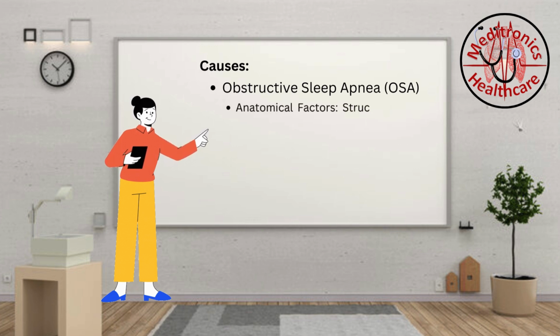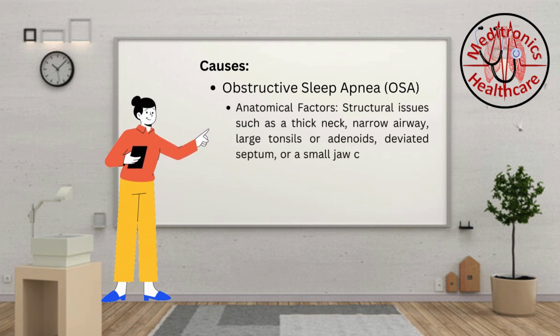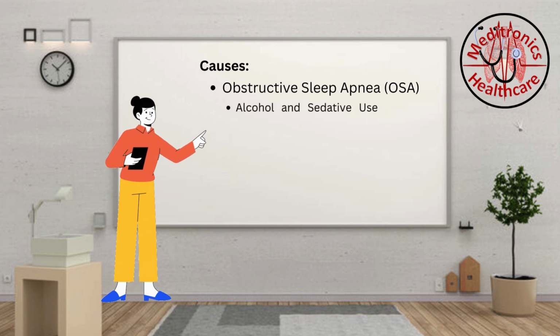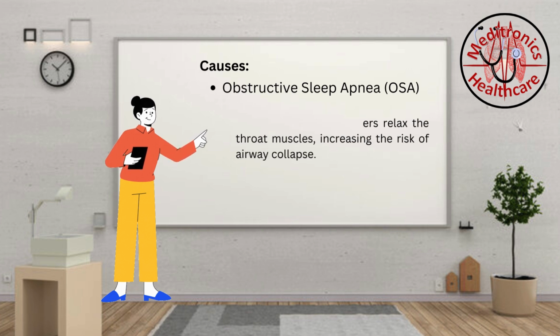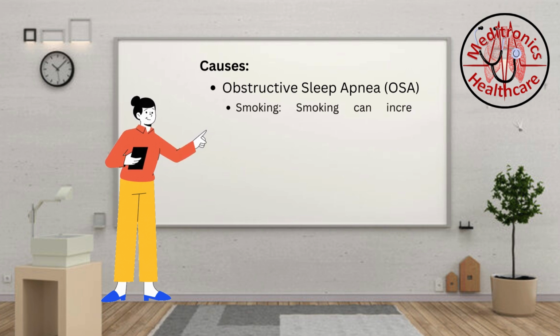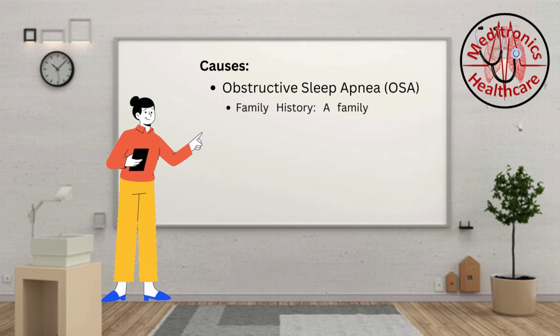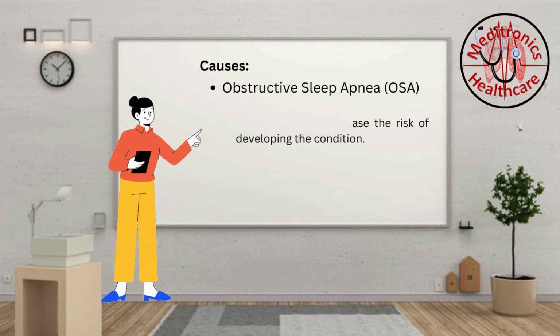Anatomical factors. Structural issues such as a thick neck, narrow airway, large tonsils or adenoids, deviated septum, or a small jaw can contribute to OSA. Alcohol and sedative use. Alcohol, sedatives, and tranquilizers relax the throat muscles, increasing the risk of airway collapse. Smoking. Smoking can increase inflammation and fluid retention in the upper airway, worsening OSA. Family history. A family history of sleep apnea can increase the risk of developing the condition.